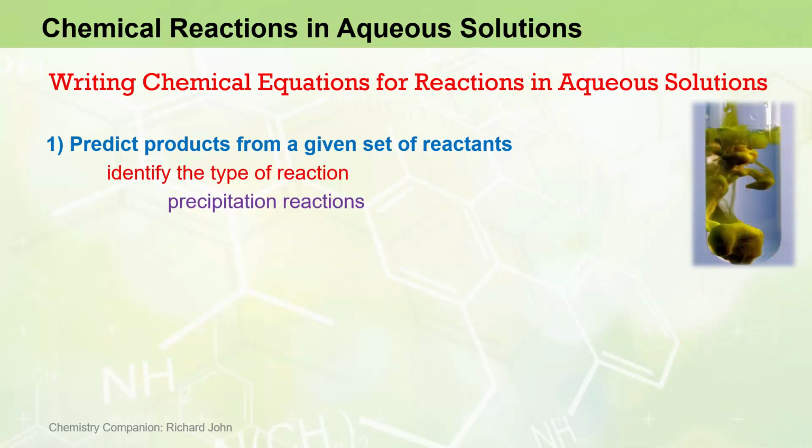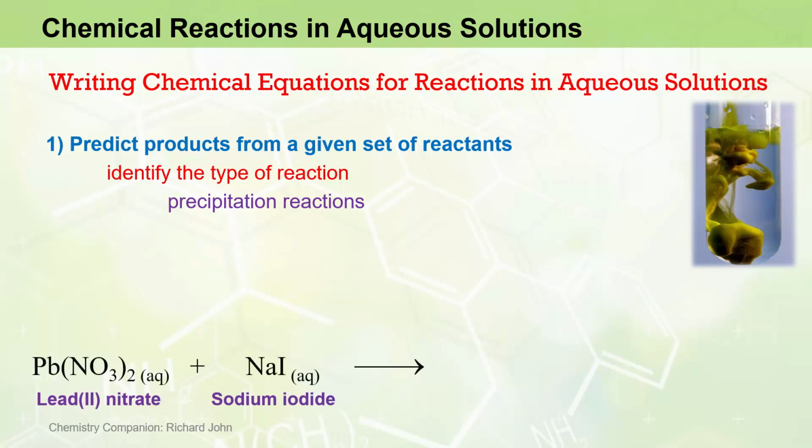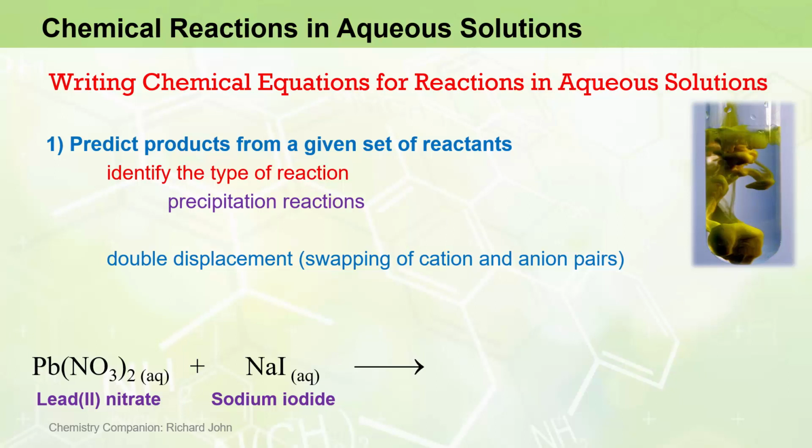Let us assume for the purpose of this exercise that we are dealing with a precipitation reaction, where an aqueous solution of lead-2 nitrate is mixed with an aqueous solution of sodium iodide. We know that precipitation reactions are a form of double displacement metathesis reactions which involve the swapping or exchange of cation and anion pairs. So in this case, the lead-2 cation will pair up with the iodide anion, and the sodium cation will pair up with the nitrate anion. This allows us to predict the products of this reaction as lead-2 iodide and sodium nitrate.